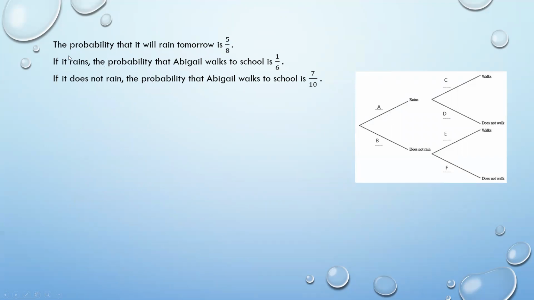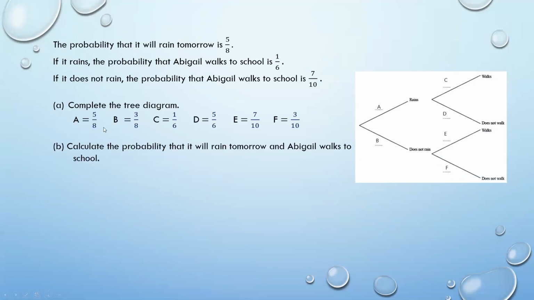Okay. This is the question. Rain tomorrow is 5/8, and then the question asks you to fill in A, B, C, D, E, F. You just fill it in. So complete it. How do you get A? A is 5/8 from the question. If this is rain, then not rain has to be 3 out of 8. These 2 added together must equal 1.